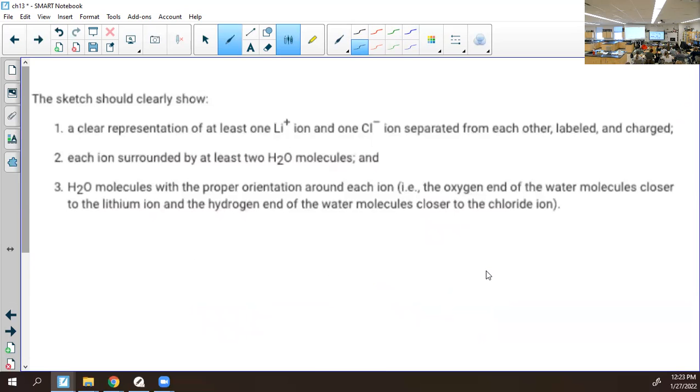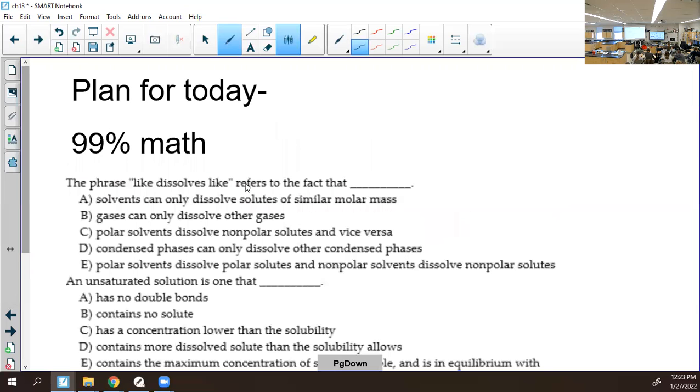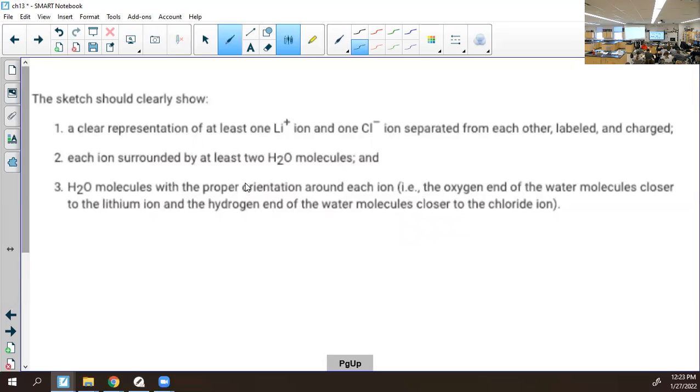Each ion surrounded by at least, oh, they want 10 on each. I didn't read it that way. Oh no, of at least 2. Sorry, I gotta read. And they need to be oriented with each other. The oxygen end on the water goes closer to the lithium and the hydrogen to the chloride. We all right with this? Okay, don't read that and have a heart attack. That's from a year ago.